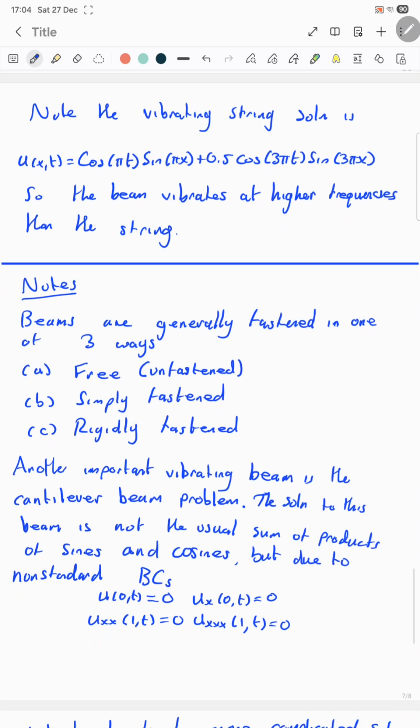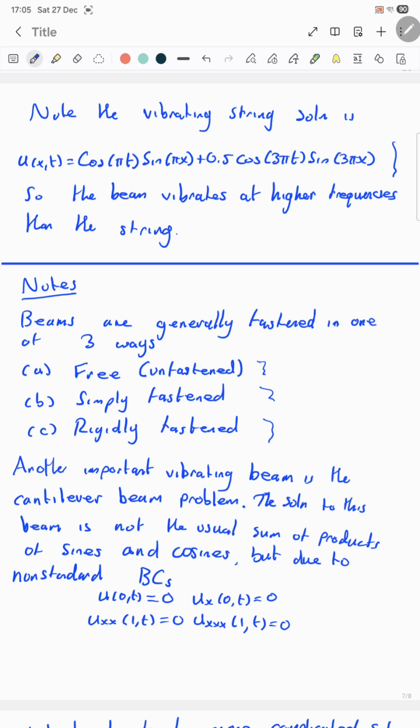Now we note that compared to the vibrating string solution given here, the beam vibrates at higher frequencies than the string, which we already implied at the start. Now note beams are generally fastened in one of three ways. Free, meaning that they're unfastened, simply fastened, or rigidly fastened.